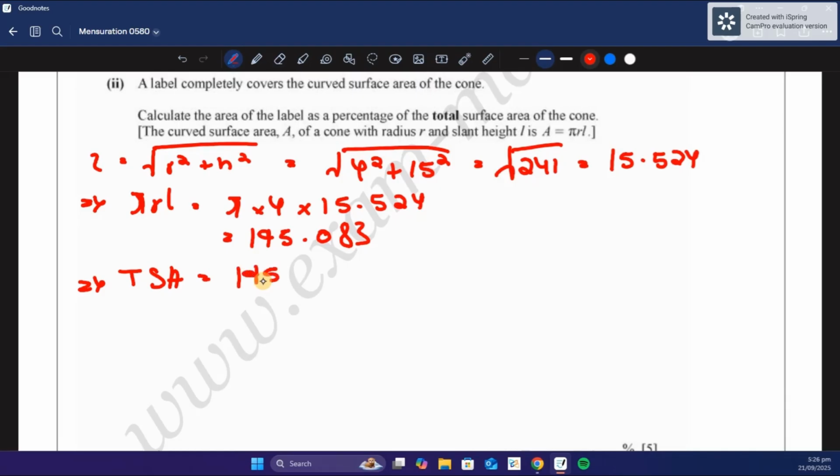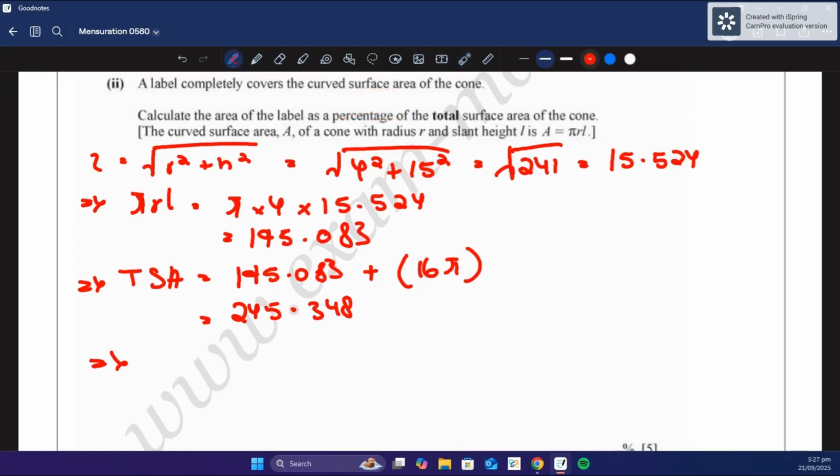And as for the total surface area, we're going to say it's the curved surface area, which is 195.083, plus pi r squared. So that would mean 16 pi, which would give us an answer of 245.348.